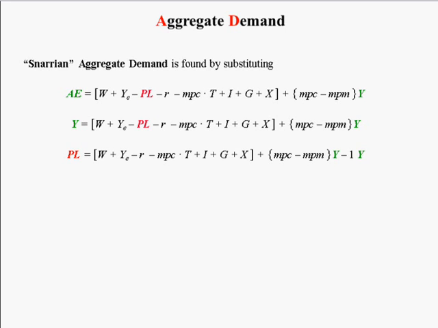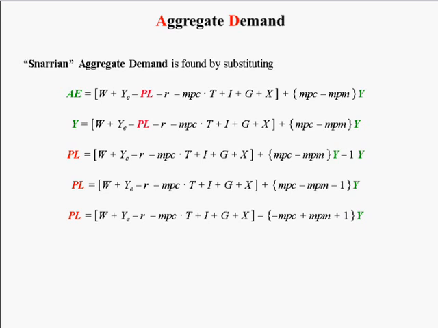So what we did here is we added the price level to both sides, and we subtracted 1y from both sides. Because remember, this is 1 times y, and that's why I have this written as 1y. Okay, now we're going to factor. We factor out the y, and we're left with MPC minus MPM minus 1. Marginal propensity to consume minus marginal propensity to import minus 1. The next thing I'm going to do is factor out a negative. I'm factoring out a negative, so a positive number becomes a negative, and a negative number becomes a positive.